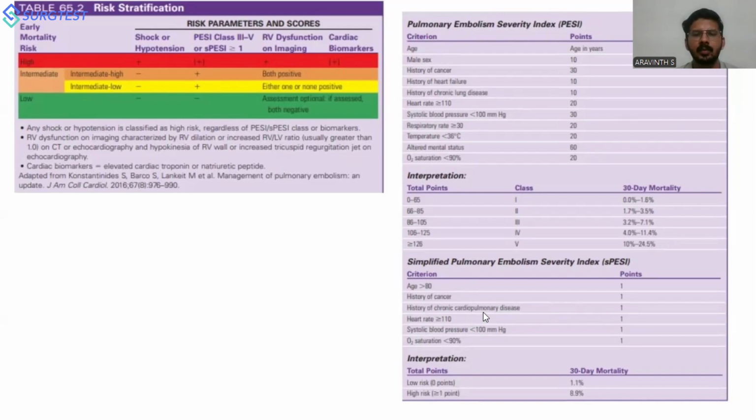Any patient with 0 points is low risk. Even if you have one of these positive, then you come under high risk. This is basically a highly sensitive score, but not a specific score. That's the idea here, because this is more of a screening score, so you have high sensitivity and less specificity.